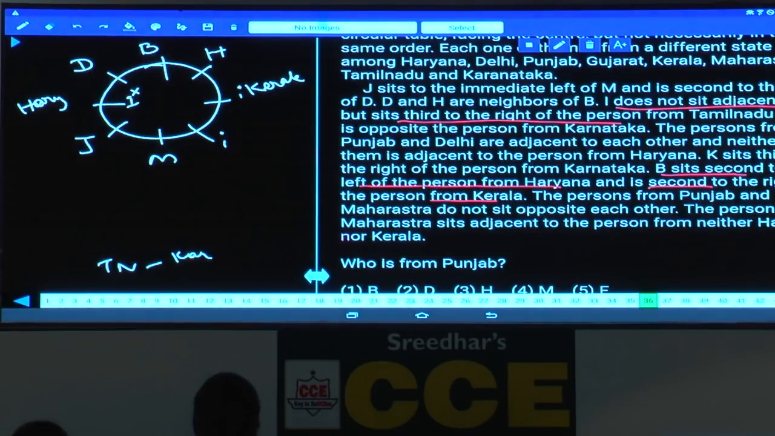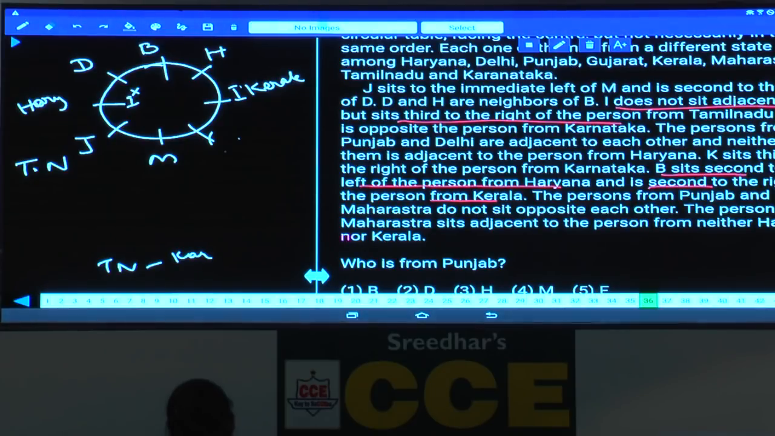Then coming to this one. I does not sit adjacent to D, but sits third to the right of the person from Tamil Nadu. Tamil Nadu is opposite to whom? Tamil Nadu and Karnataka are opposite to each other. Now tell me whether I can be at this place. If I is at this place, this I must be third to the right of the person from Tamil Nadu. That is not possible, because this I is third to the right of the person from Haryana, isn't it? Hence I cannot be here. As I cannot be here, where should this I be? This I must be from Kerala. Now this will be your I. As this is I, now this I is from where? I is third from the person from Tamil Nadu, and the Tamil Nadu person must be here.